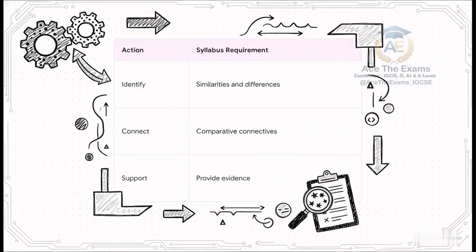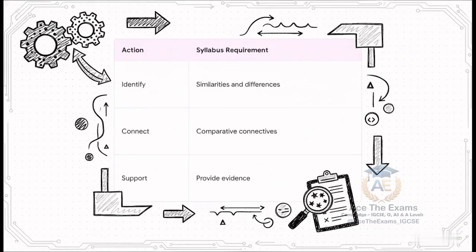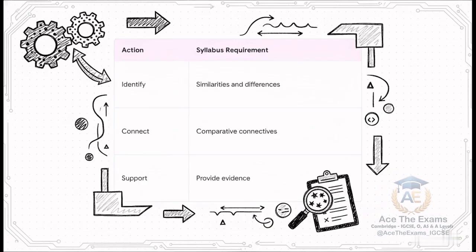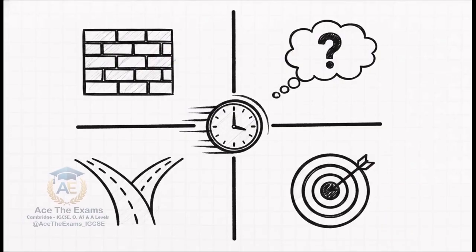First, you must identify both similarities and differences. Second, you must logically connect your ideas using explicit comparative connectives, words like whereas, conversely, or in contrast. Third, you absolutely must support every single comparison with solid evidence drawn directly from the scenario, ultimately drawing sharp conclusions about their relative importance. If you skip even one of these 3 actions, your analysis is considered incomplete and you lose points. To truly master this critical analysis, you must also master the time management matrix.